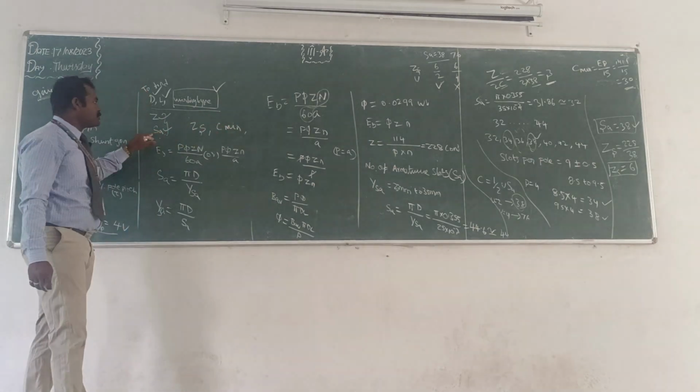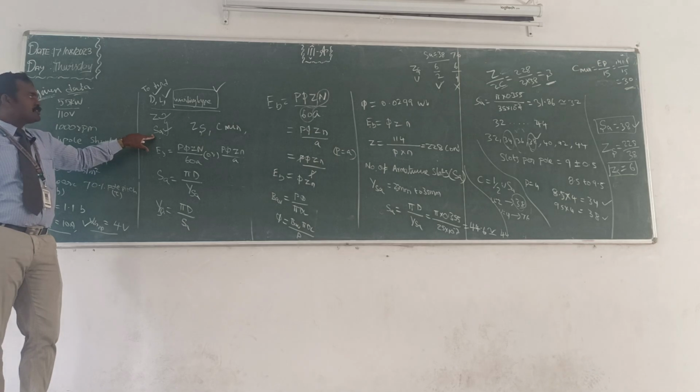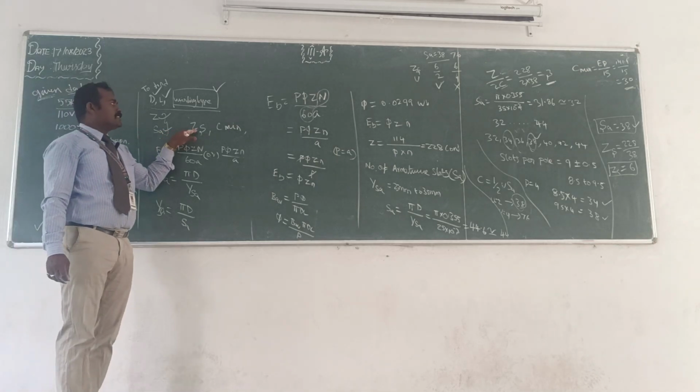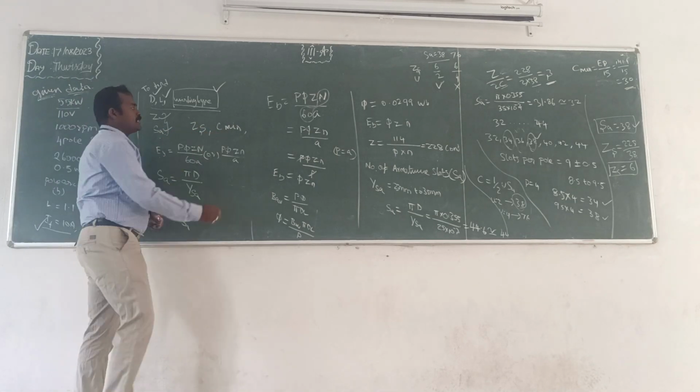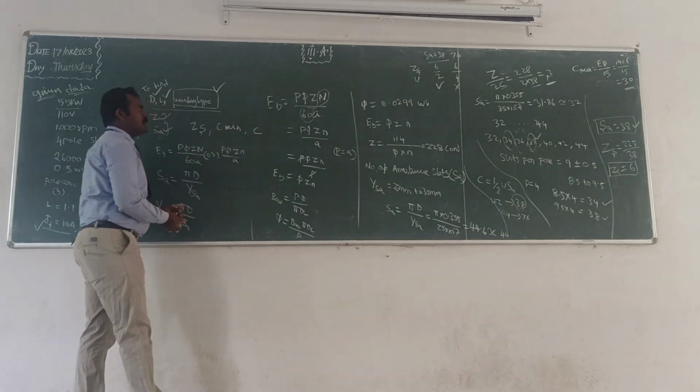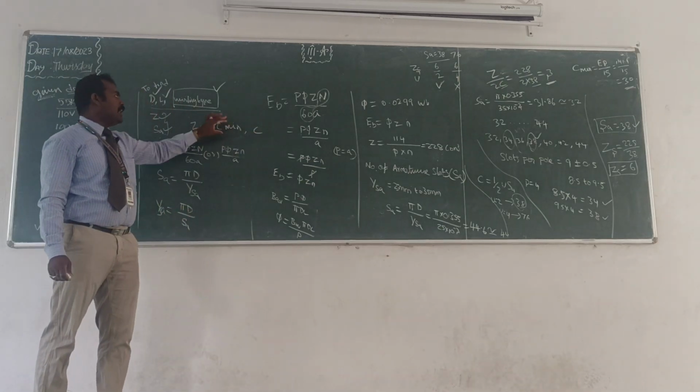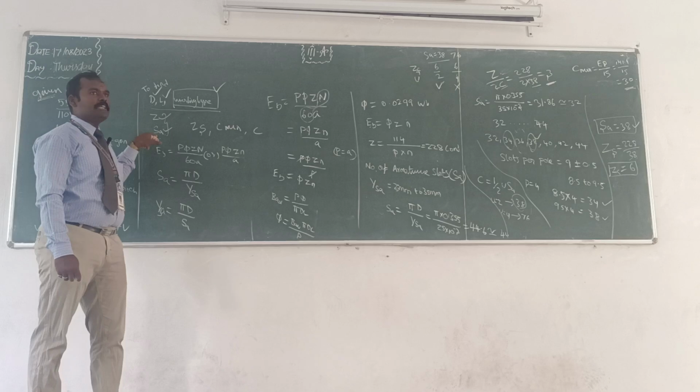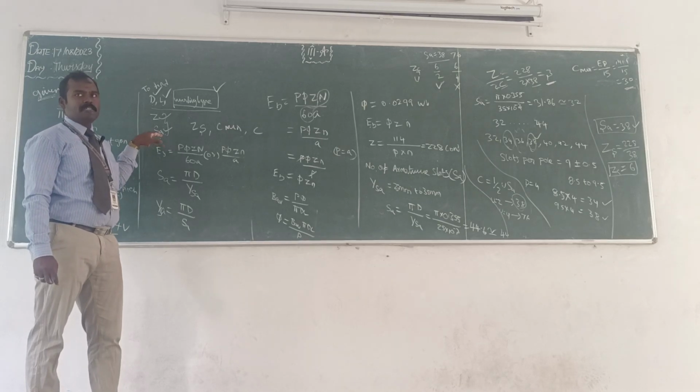Even if you are not asked for all these things, you should find them to check whether the fixed armature slot is correct or not. We should check it by using Z_s as well as C minimum and the number of coils required, C. While finding these three values, they verify your obtained armature slots. Okay, thank you.